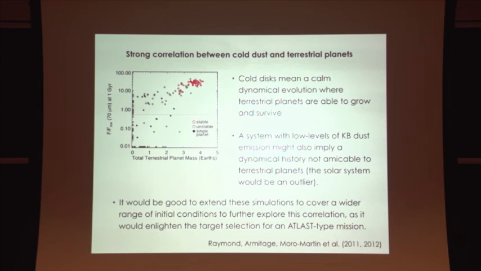to allow the terrestrial planets to survive. In this case the solar system would be an outlier, because it doesn't have a lot of mass in the outer belt, but it has terrestrial planets. But this implies that systems with little dust in the outer system, which would not have that much of a contaminant, may not be amenable to terrestrial planets. So I think extending this type of simulations will be very good in the context of trying to find good targets for an Atlas type mission. And I see Tim going like, hey, you have to finish, so I will just leave it here. If you have any questions.